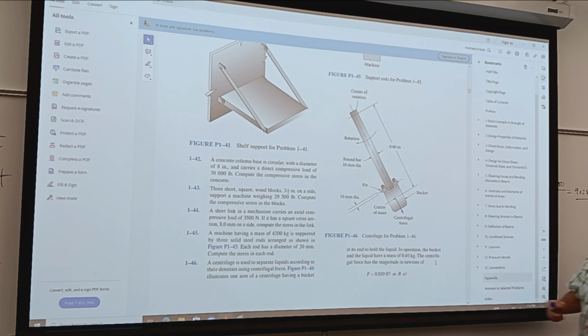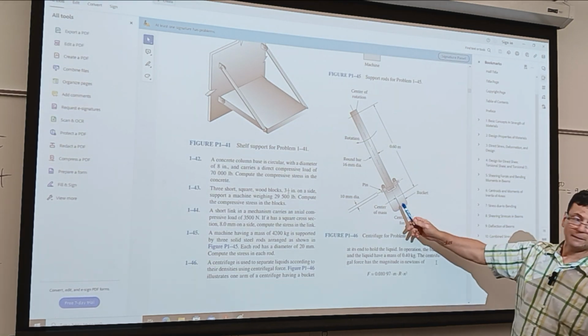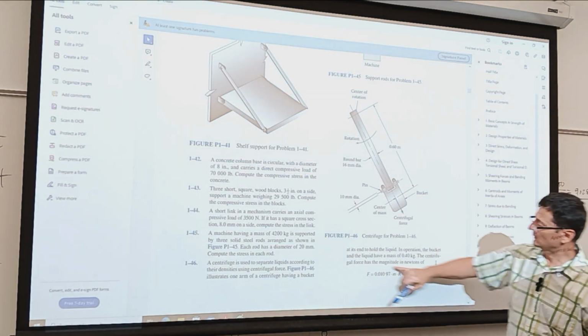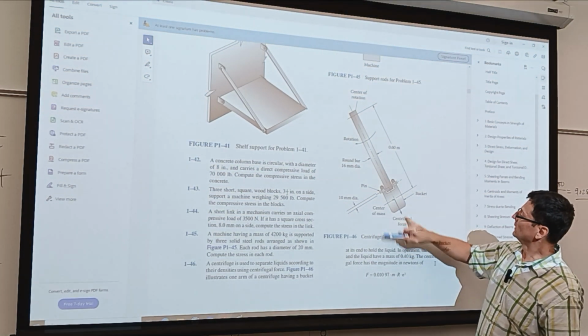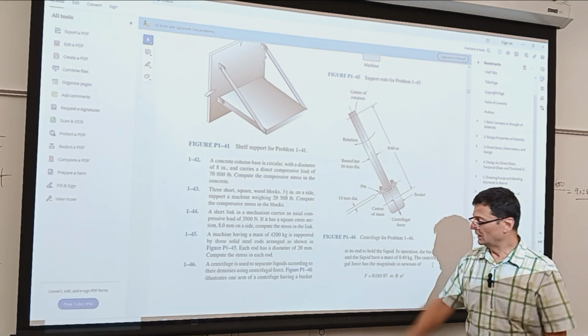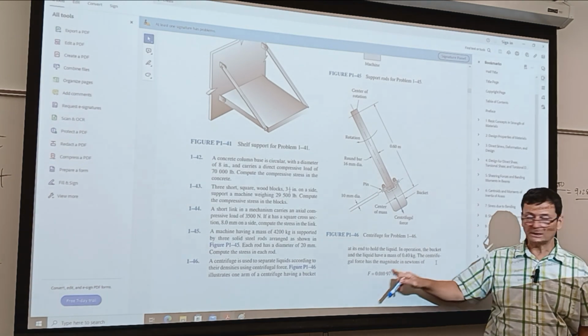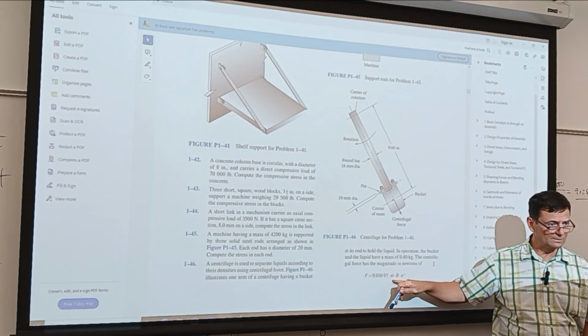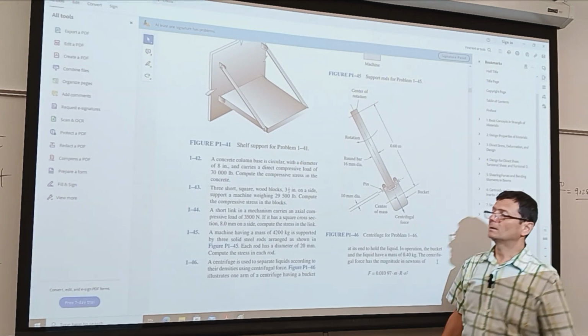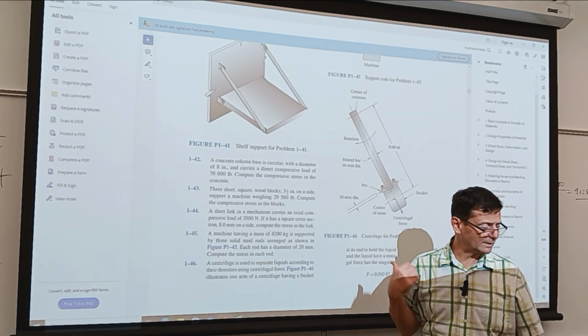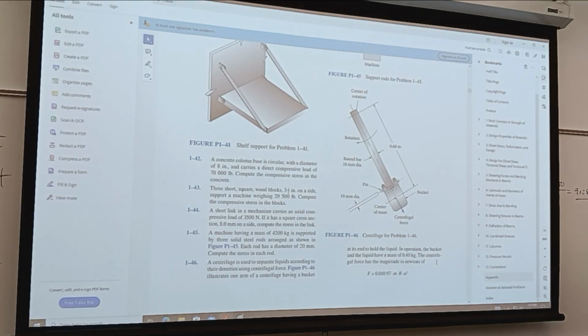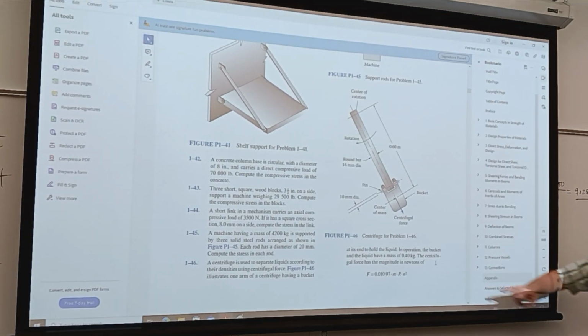Here's a place where knowledge of dynamics comes in. Although they give the centrifugal force directly, we can calculate it, can we? You had dynamics. Everybody had dynamics? I don't think it's required for this class. Strength is required for this class. So where's this coming from?